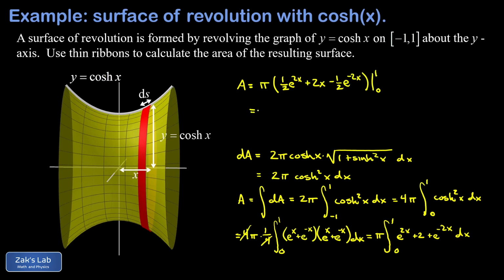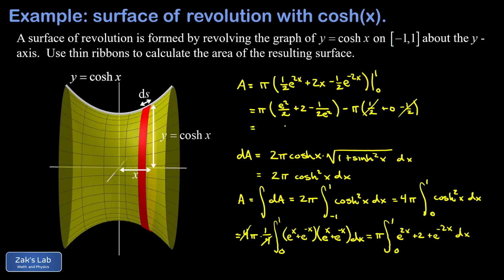So subbing in the upper limit here, I end up with a pi times 1/2 e squared. I'm just going to write that as e squared over 2 plus 2, and then minus 1/2 e to the negative 2, and I'm going to write that as a 1 over 2e squared. So there's our upper limit, and then we need to subtract from that the lower limit. And this gives us pi times 1/2 e to the 0, so that's 1/2. But at the end of this expression, I have a negative 1/2 e to the 0, so those are going to cancel out. Then I look at my middle term, and just replacing x with 0, I get another 0. So everything in the lower limit vanishes, and we don't have to worry about that.